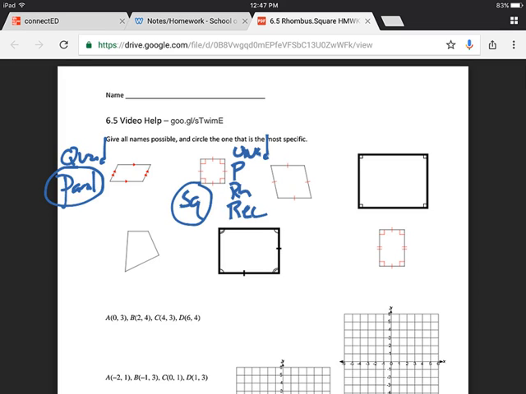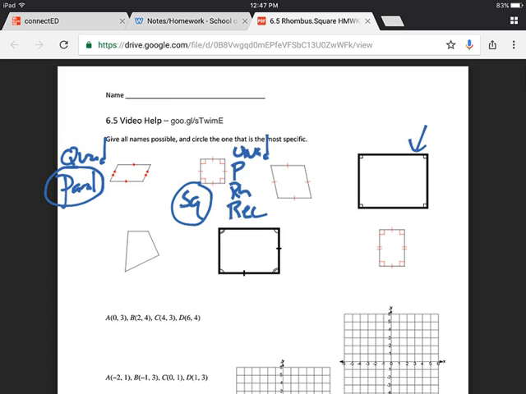So it has to be a square. So this whole thing here is the answer. These are all the things that it is, but this is the most specific. Okay? Now, let's take a look at this one. I'm skipping this one because it's a rhombus.